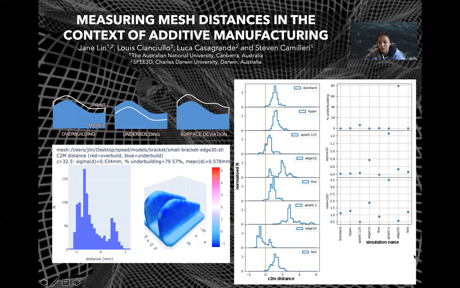On here, these panels show the summary statistics for each model. I use the summary statistics to estimate the percentage of under or overbuilding, the amount of surface deviation, and also an overall gauge of quality between the two different objects.